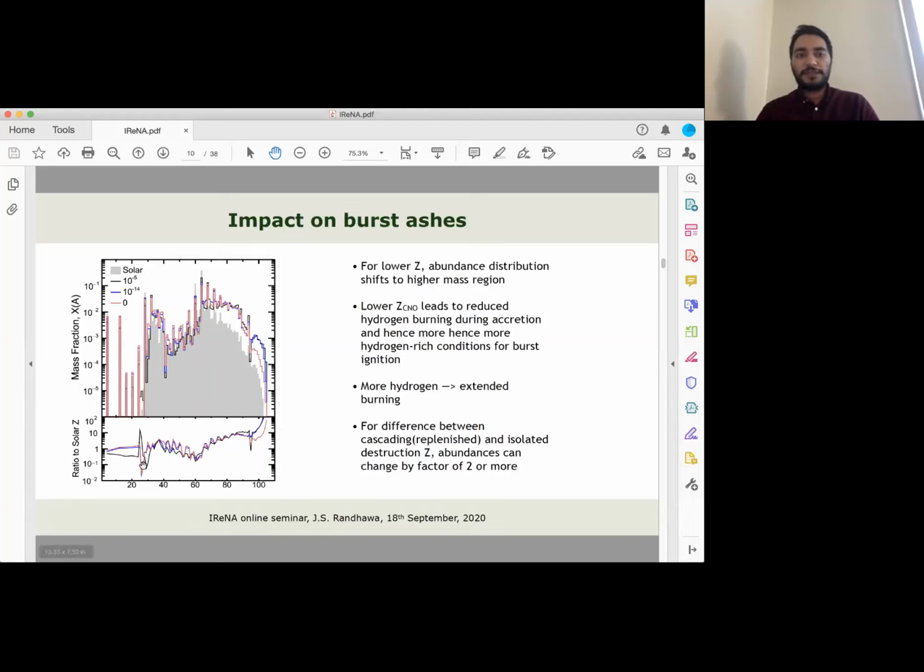But what is important here is that the resulting burst ashes can differ by a factor of 2 or even more if we take different metallicity. One here is the isolated destruction model, which was previously assumed, and the other is the replenishment model. So there is already a factor of 2 or more in the abundances from these two predictions of initial compositions we have. Okay, this was for what happens before the material gets accumulated, like during the accumulation, the spallation, and how it impacts the X-ray burst.